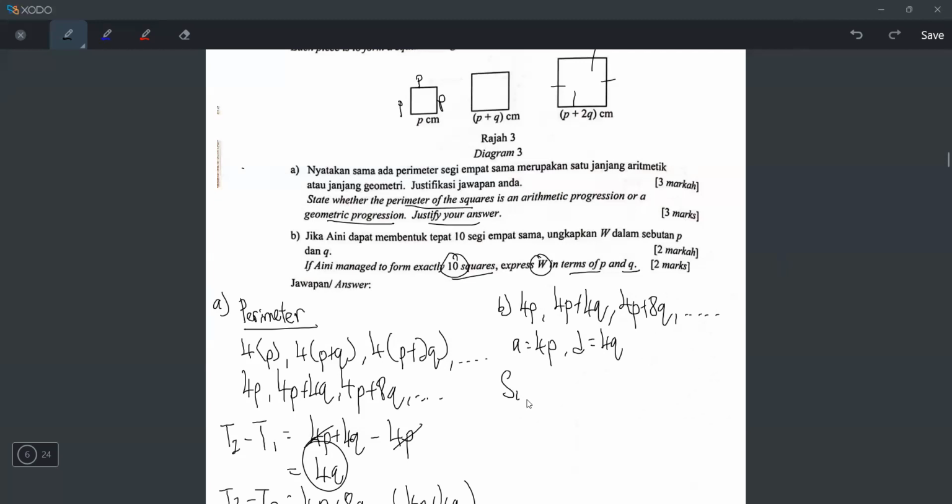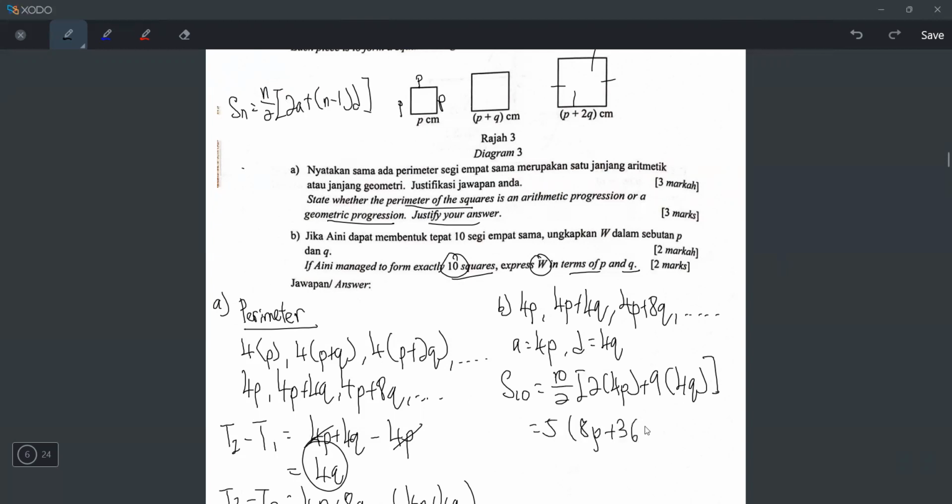The formula for Sn in arithmetic is n over 2 big bracket 2a plus n minus 1 d. So I will put 10 over 2 big bracket 2a, which is 4p, plus n minus 1. 10 minus 1 is 9. d is this one. And by the way, this formula is given in the exam, but I still recommend memorizing it. 10 divided by 2 is 5. 2 times 4, 8p. 9 times 4, 36q. And then you will end up with 40p plus 180q, right?